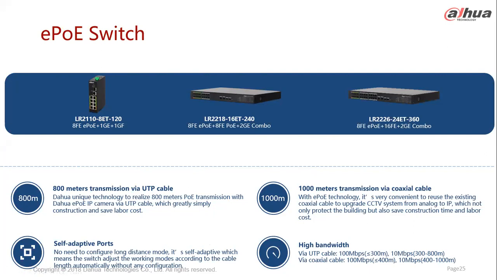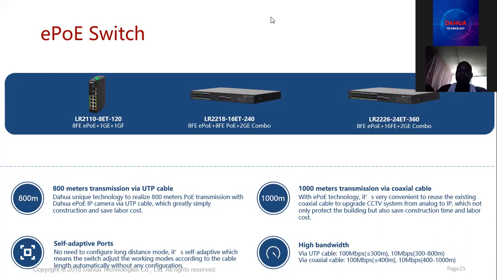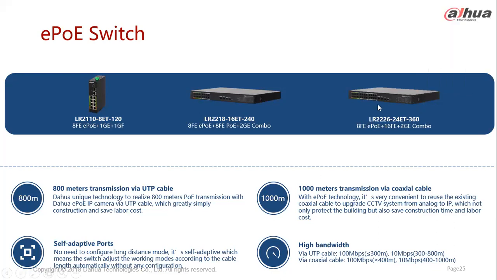So 10 Mbps is very good in case you are installing a camera with up to 5 MP to 12 MP. Yeah, you can do 12 MP. If you are using coaxial, you can reach 100 Mbps for 400 meters and 10 Mbps for 400 to 1000 meters. So if you want to install cameras in buildings and you don't want to use multiple switches, you know the switches to go for.